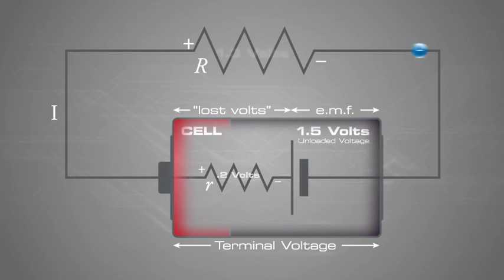When current flows, the voltage across the terminals of the source of EMF is no longer the unloaded voltage value. There will be a voltage drop inside the device due to the internal resistance of the EMF source.